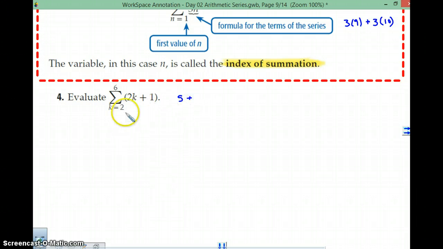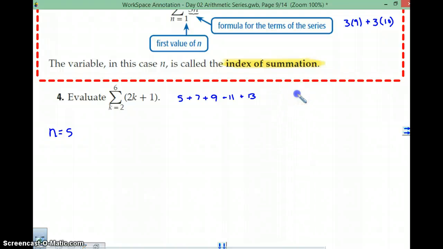The second term is going to plug 3 in. It's going to be 7. Next term is 9. Next term is 11. Last term is 13. Okay. What's a sub 1? Well, I'm not even going to do that yet. What I really wanted to point out is, what is n? How many terms do we have? We have 5 terms. How could you figure that out without writing it all out?